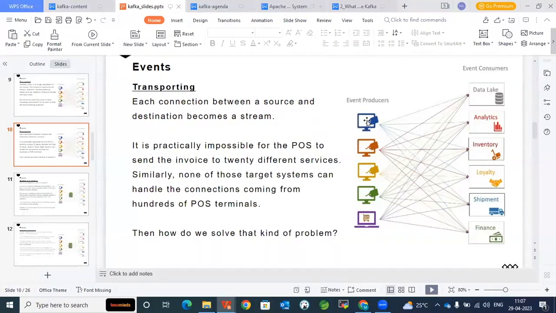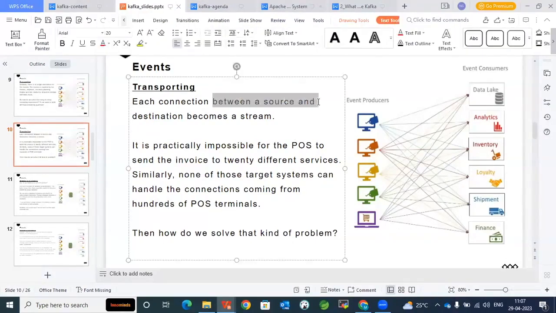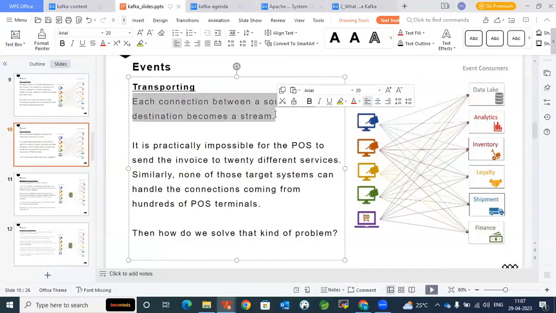So each connection here, if you can see, whatever connection this retail machine has to these backend applications or the departments, each connection between the source and destination is a stream now. Okay, here you guys, please understand carefully. This is a very, very important point. The sentence itself is a very, very important sentence.